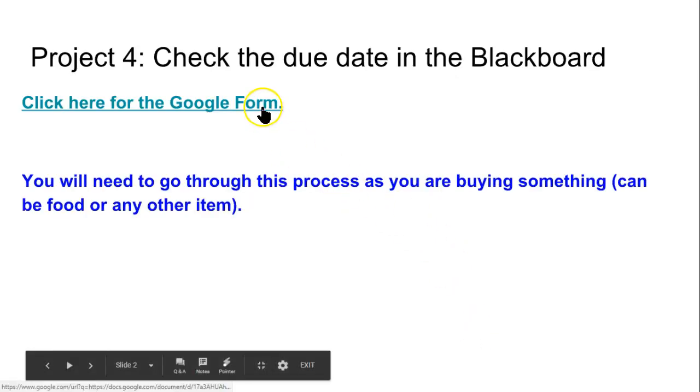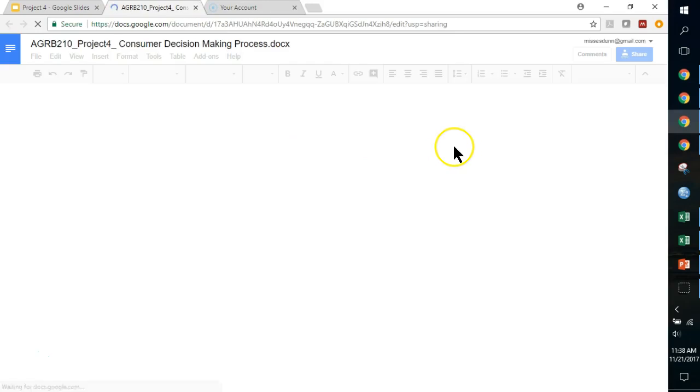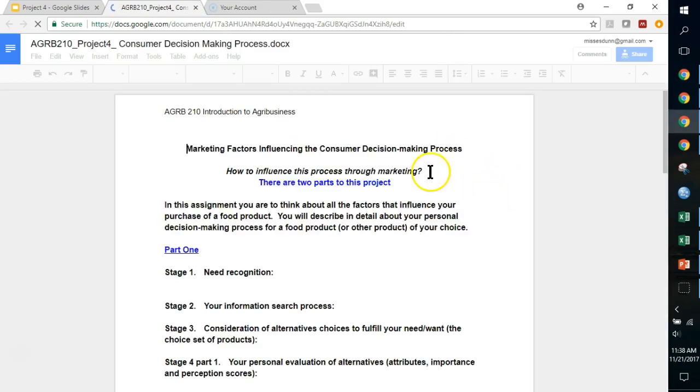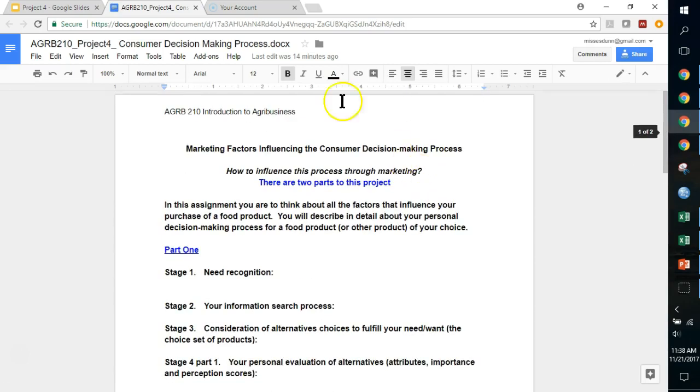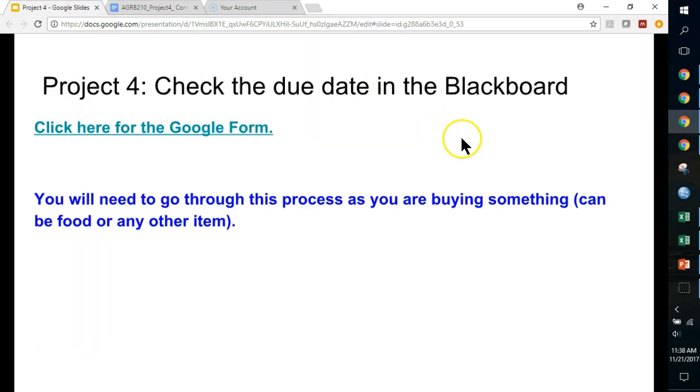You can click here for the Google form or find it in your Blackboard. It looks like this. It has a table that you should complete, and then part 2. You'll need to go through this process and complete the document as you are buying something. It could be something really small from the Circle K, or if you're purchasing something larger in the next 10 days before the due date, that would be more interesting.